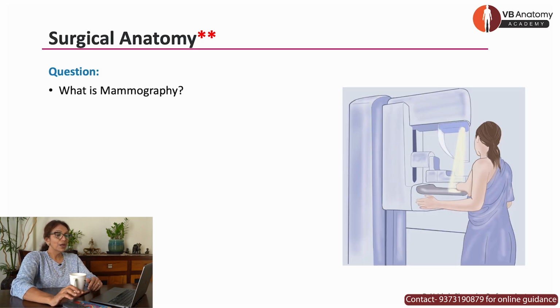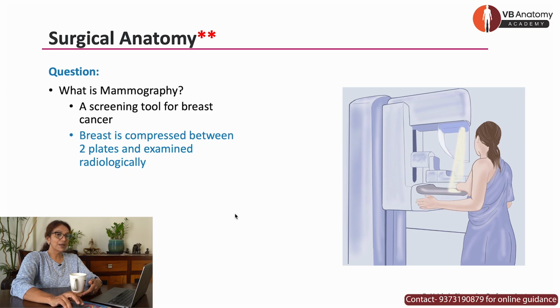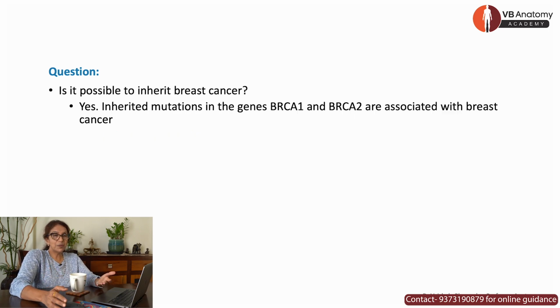What is mammography? Examination of the breast between two plates radiologically is called mammography. It's used as a pre-cancerous screening tool. Is it possible to inherit breast cancer? I'm sure everybody knows about the BRCA1 and BRCA2, which are associated with breast cancer. So I won't even presume to talk about this.